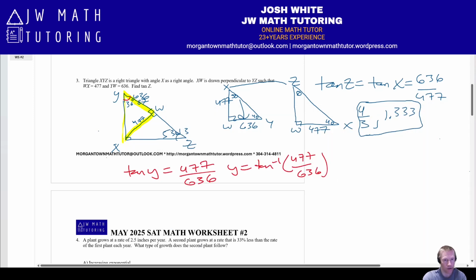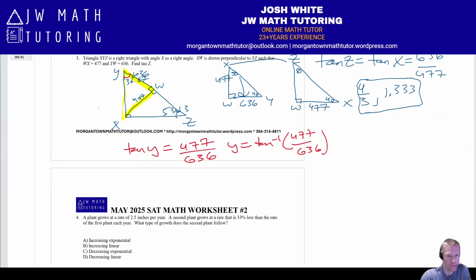So maybe you think that's easier, using basic trig, and that's fine if you want to do it that way as well. That's just an alternate method you could use to solve this problem.